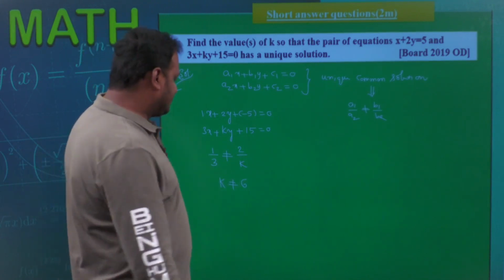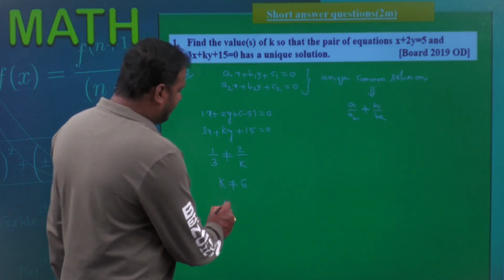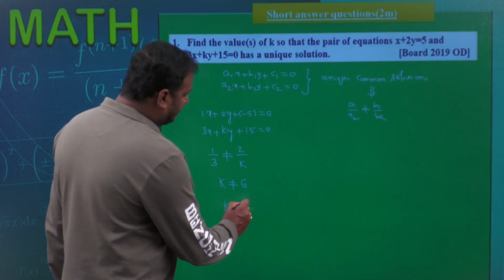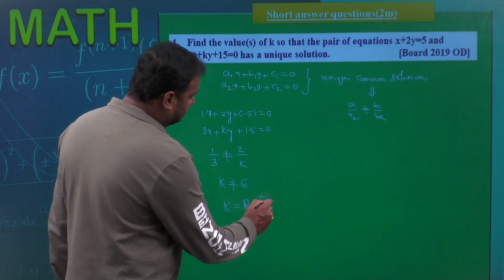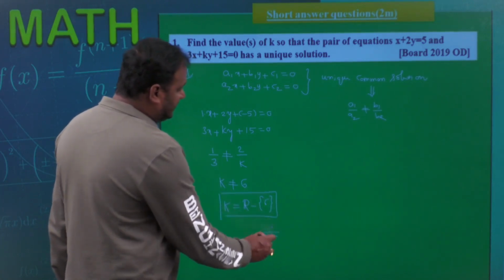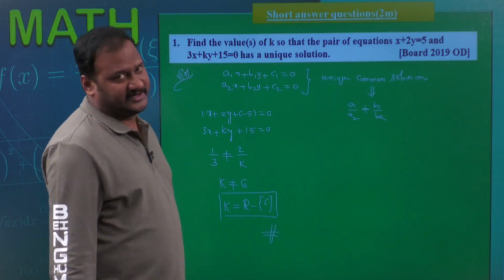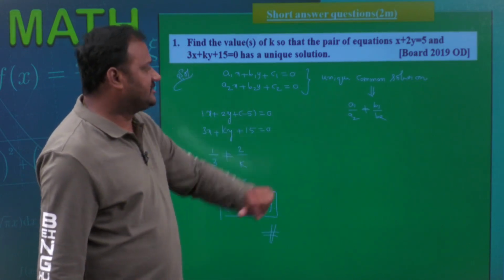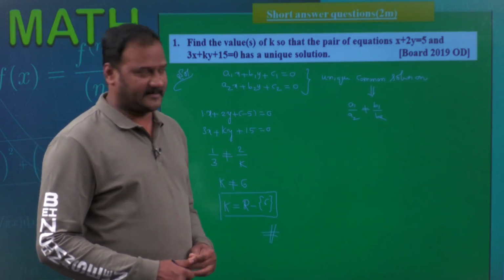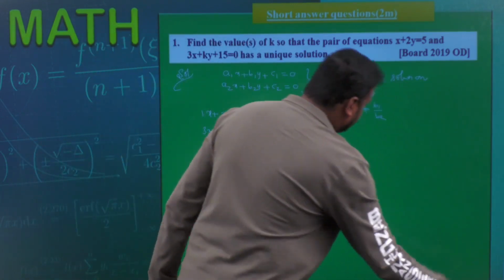Hope you understand. So here the value of k is going to be any real number except 6. Any real number except 6 will give the unique common solution. Hope you understand. You just follow the condition for unique common solution. Automatically you will approach the solution. Right? Moving on to the next problem.